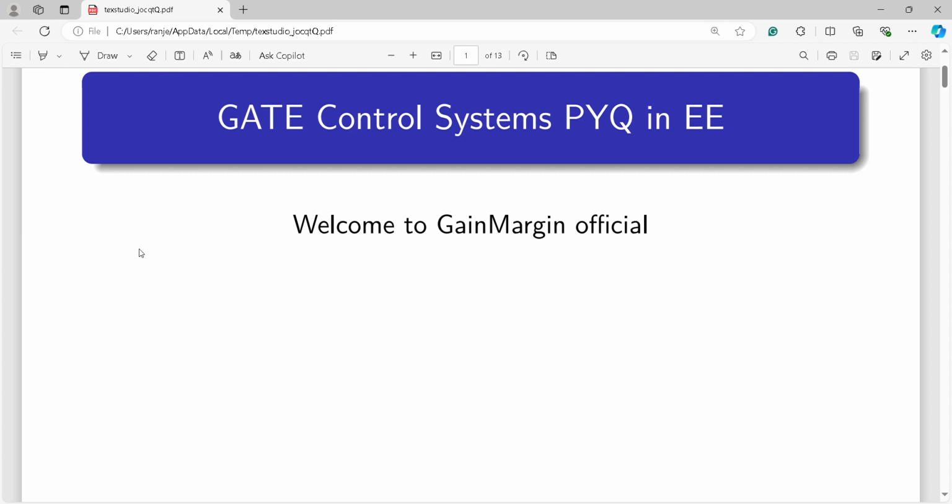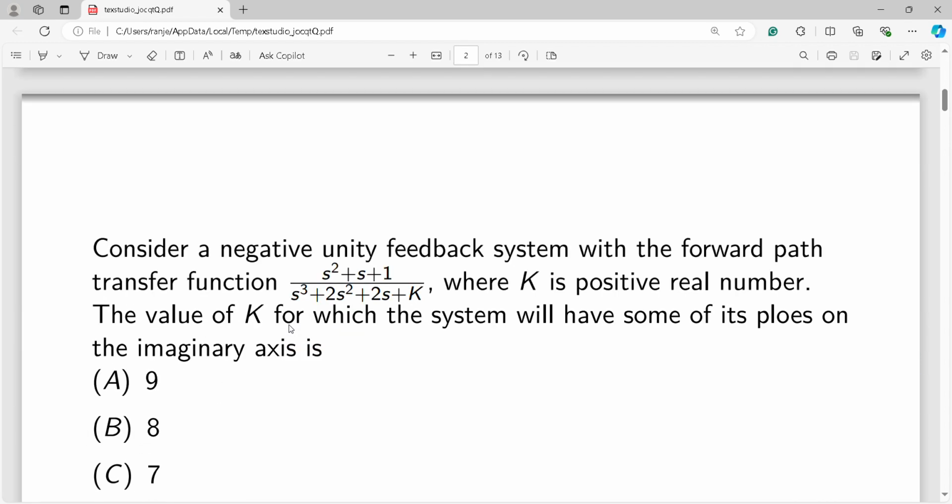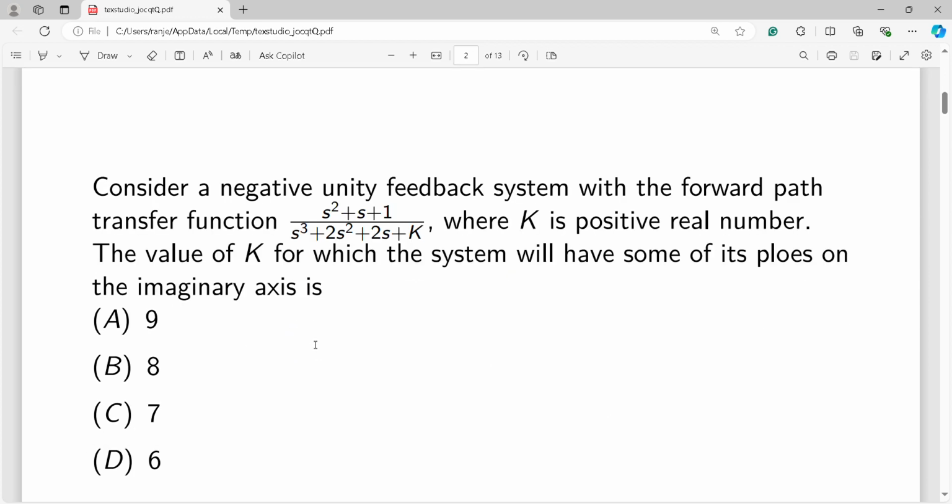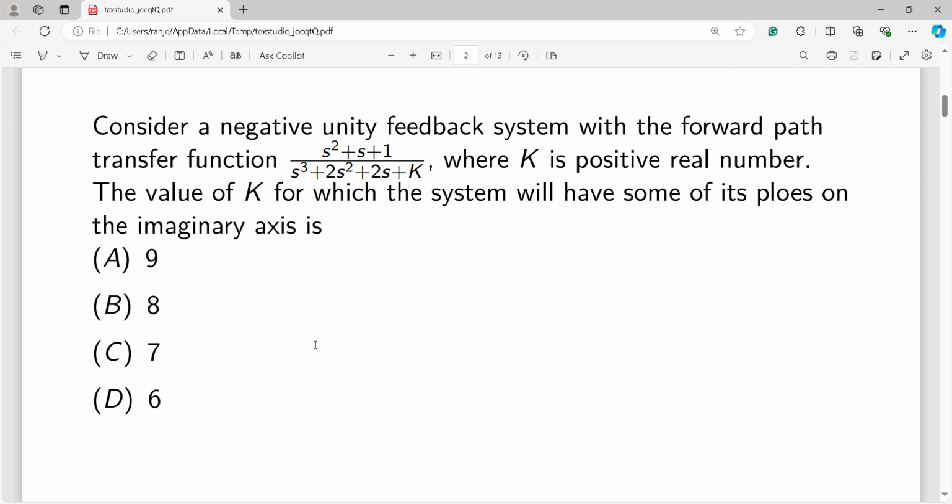So in this series we are taking one more question of previous year control system questions asked in the GATE exam. I hope this series will be helpful for all of you. All right, this question I am stating here.